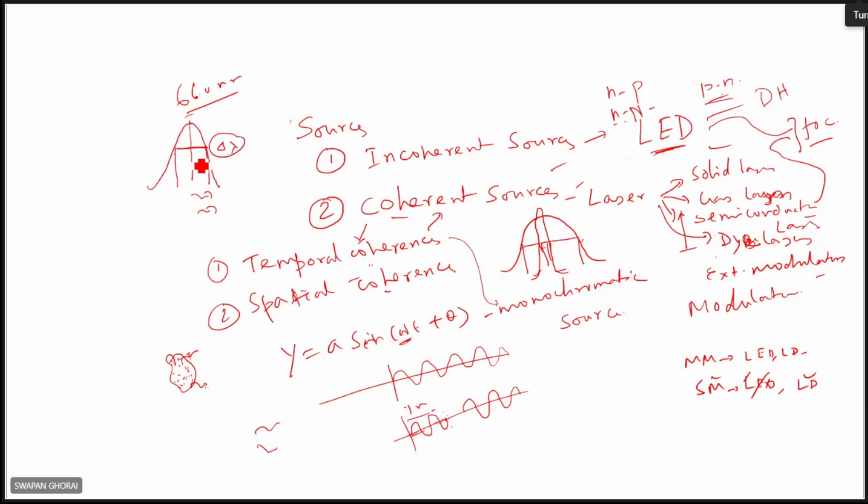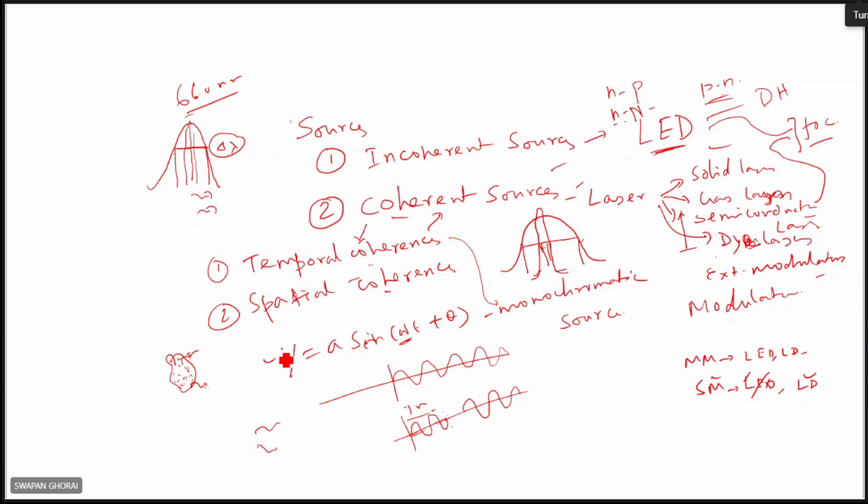And if delta lambda is very narrow, then it is called an almost coherent source. I mean, nearly a monochromatic source. Then it is the coherent source. So temporal coherence should be high. That means delta lambda should be very narrow.